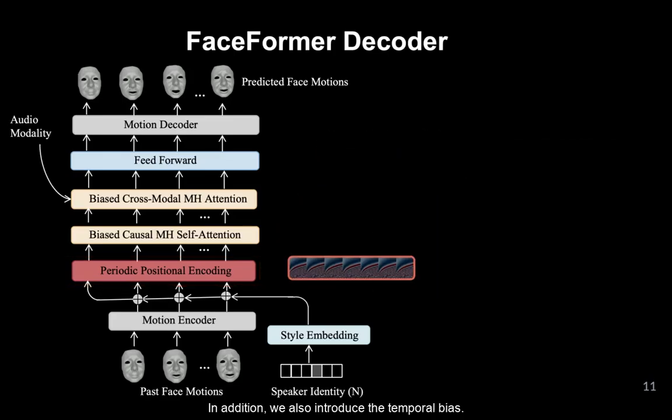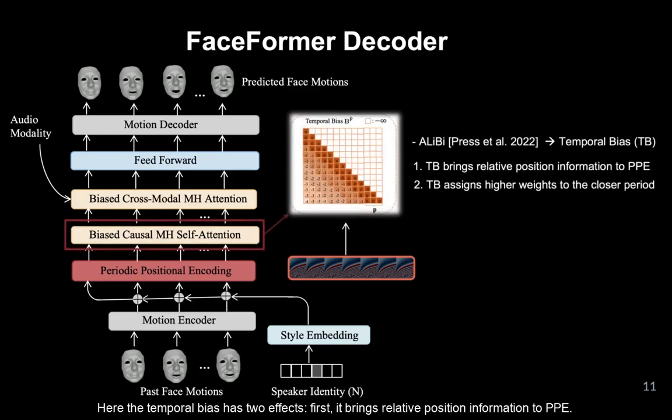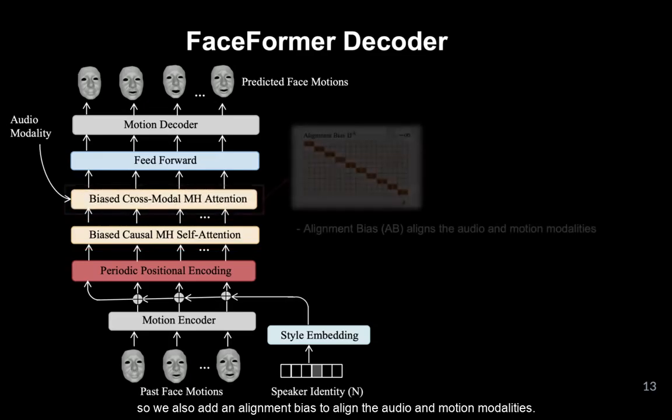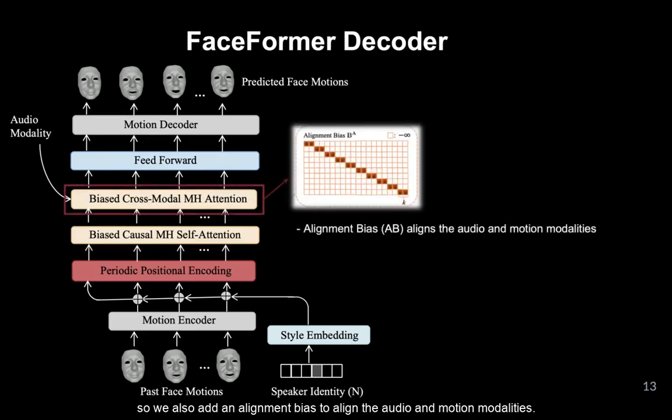In addition, we also introduce the temporal bias. Here, the temporal bias has 2 effects. First, it brings relative position information to PPE. Second, it assigns higher attention weights to the closer period. Since our problem is a cross-modal problem, we also add an alignment bias to align the audio and motion modalities.